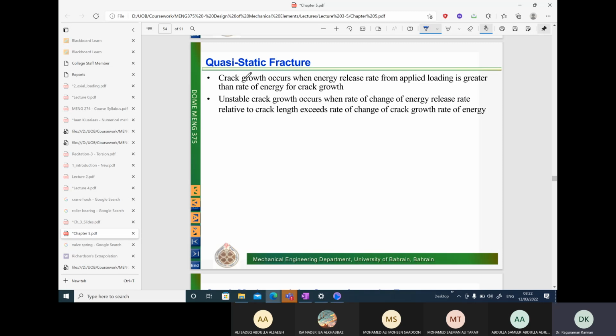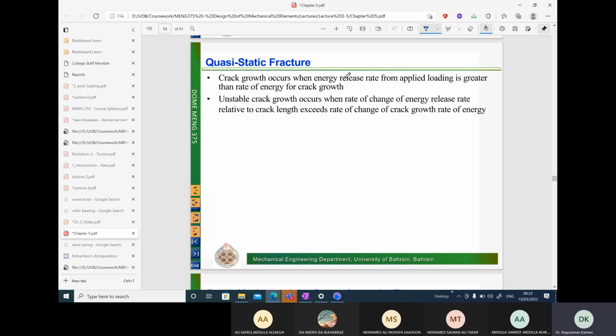Okay. So when does crack growth happen? Crack growth occurs when the energy release rate from the applied load is greater than the rate of energy for crack growth. So imagine there is a particular value of energy that is required for crack propagation to just start to take place. At the same time, we will need the energy to be supplied at a particular rate so that the crack propagation can continue. So if you apply an external load, again, we are talking about static loads here, okay, not dynamic loads, static loads.